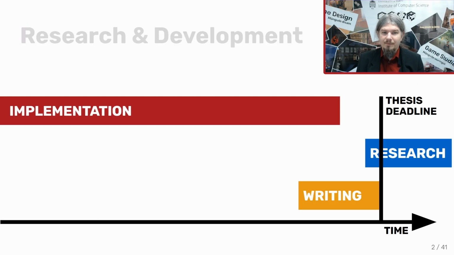Now your thesis plan might look something like this. So you have your thesis deadline, this is in May, and you might spend pretty much all of your time implementing some piece of software or implementing your practical solution of your thesis. And then at some point in April, you will find that you need to write something as well.